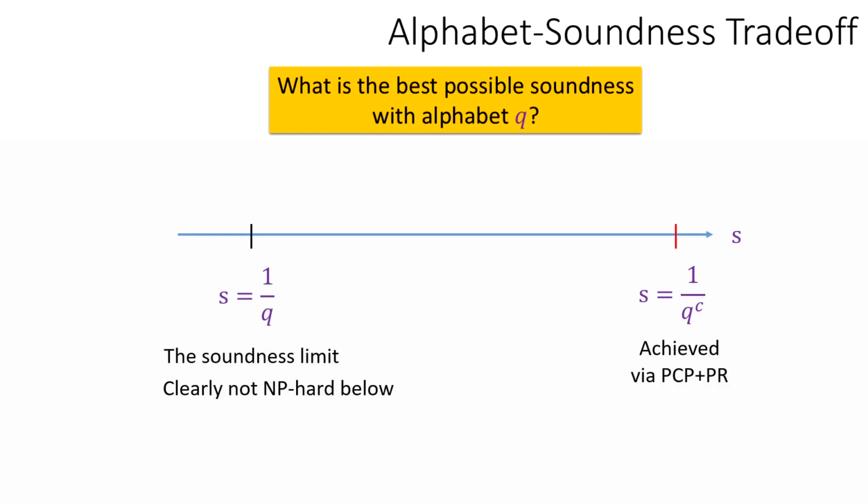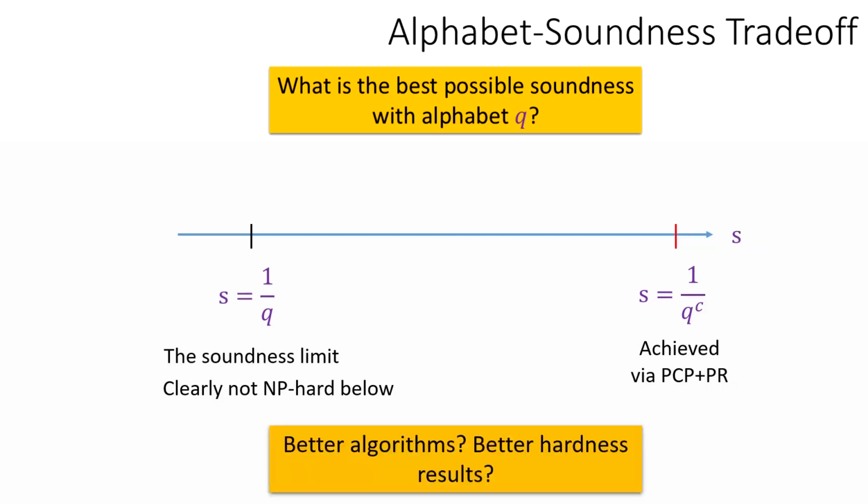Namely, if you have a label cover instance with alphabet size q, you're never going to prove NP-hardness with soundness less than 1 over q. Because if the provers just answer randomly, with probability 1 over q they're going to win. So this is as good as it can get. But still, there is a gap between 1 over q and 1 over q to some small power, and we would like to know what the answer is. So what do you do? Do you try to construct better algorithms than the ones that just sample randomly an answer, or do you try to do better PCPs?